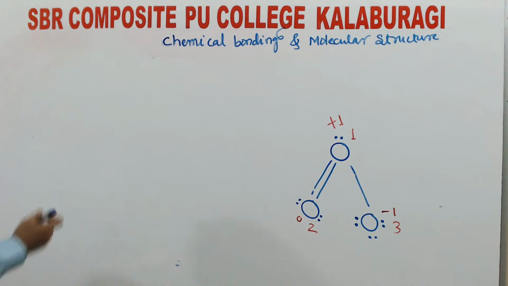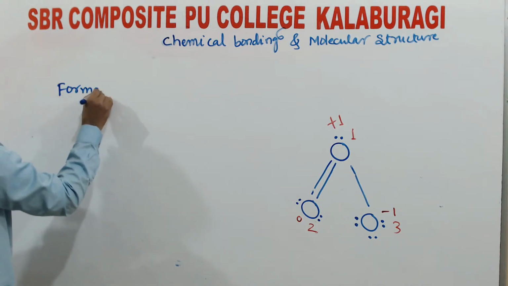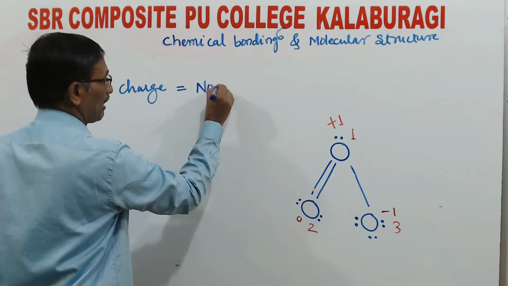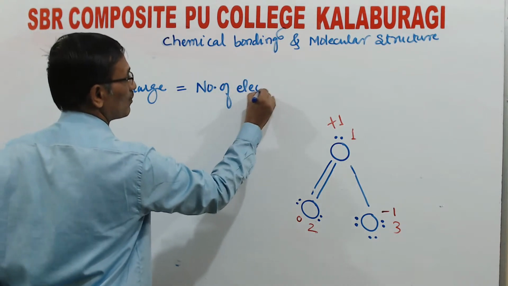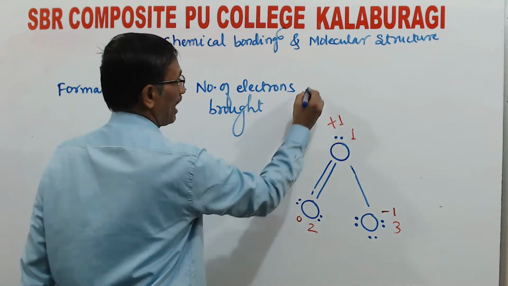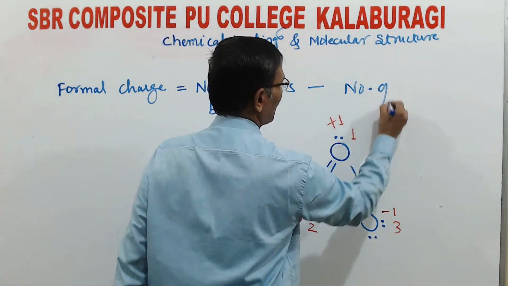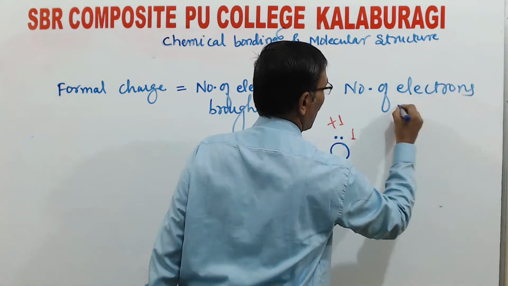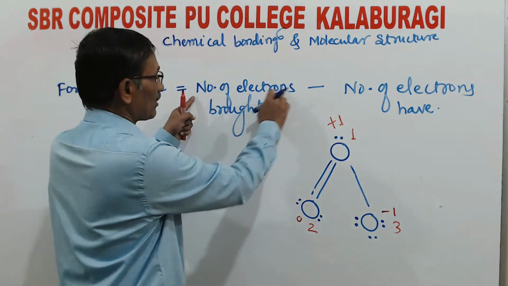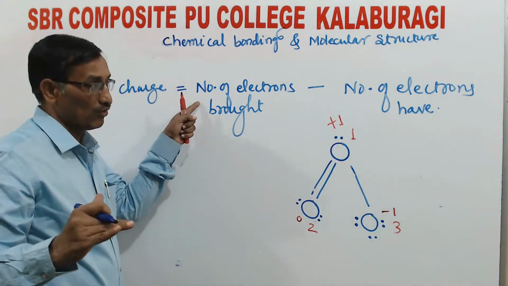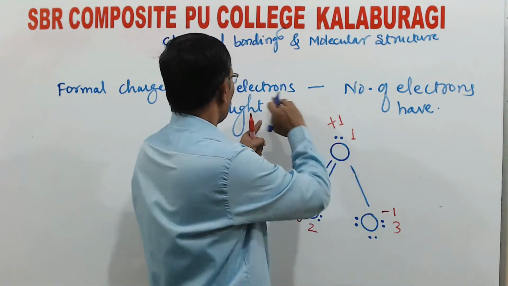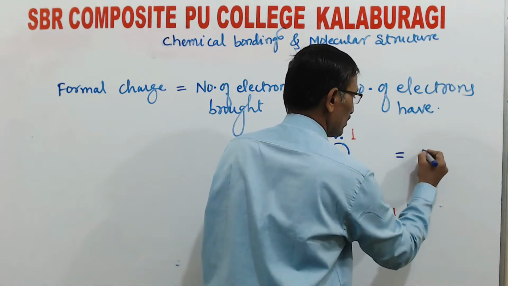You know, formal charge is equal to the number of electrons brought minus the number of electrons held. If you are perfect, then you can verify. Number of electrons brought minus number of electrons held. This is also only for competitive exams, just recall this formula. Now see here, this is the oxygen 1 atom. Number of electrons brought, how many? Everybody knows, 6 we brought.